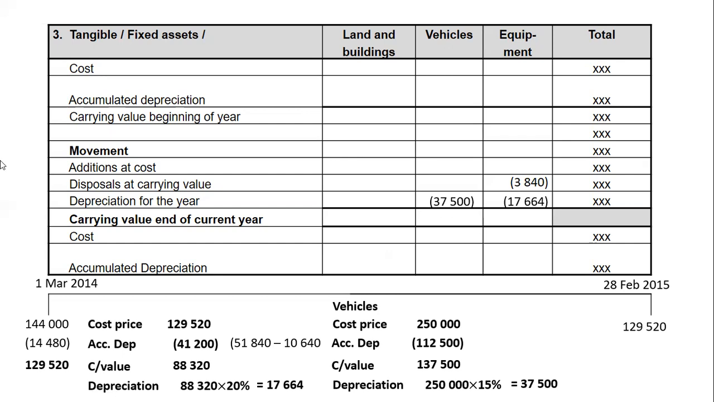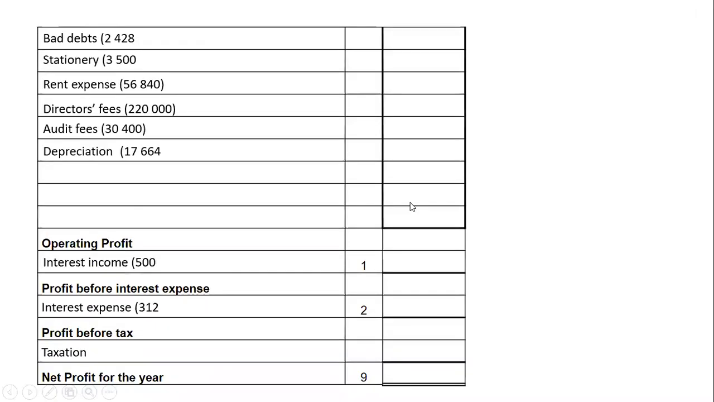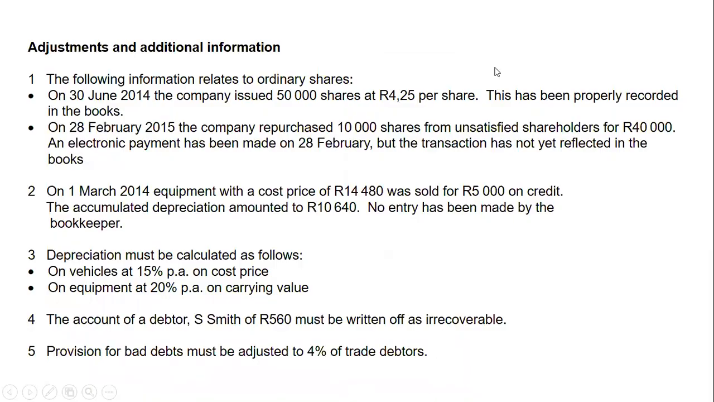That amount will also go to my statement of profit or loss, i.e. your income statement, and I'm going to add it there as 37,500, and obviously my total depreciation will be 55,164. So that is transaction number 3. So I'm done with transaction number 3. Let's go to transaction number 4. Transaction number 4 says the account of a debtor S. Smith of 560 must be written off as irrecoverable.